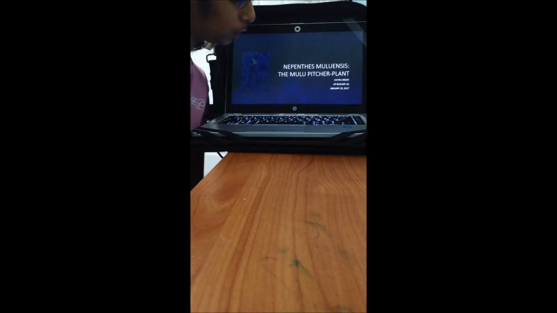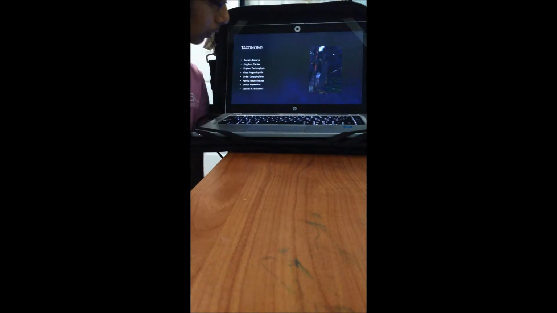So this is Nepenthes muluensis, the Mulu pitcher plant. So the taxonomy of the pitcher plant is: Eukarya is the domain, Plantae is the kingdom, the phylum is Tracheophyta, the class is Muluensis, the order is Caryophyllales, the family is Nepenthaceae, the genus is Nepenthes, and the species is Muluensis.